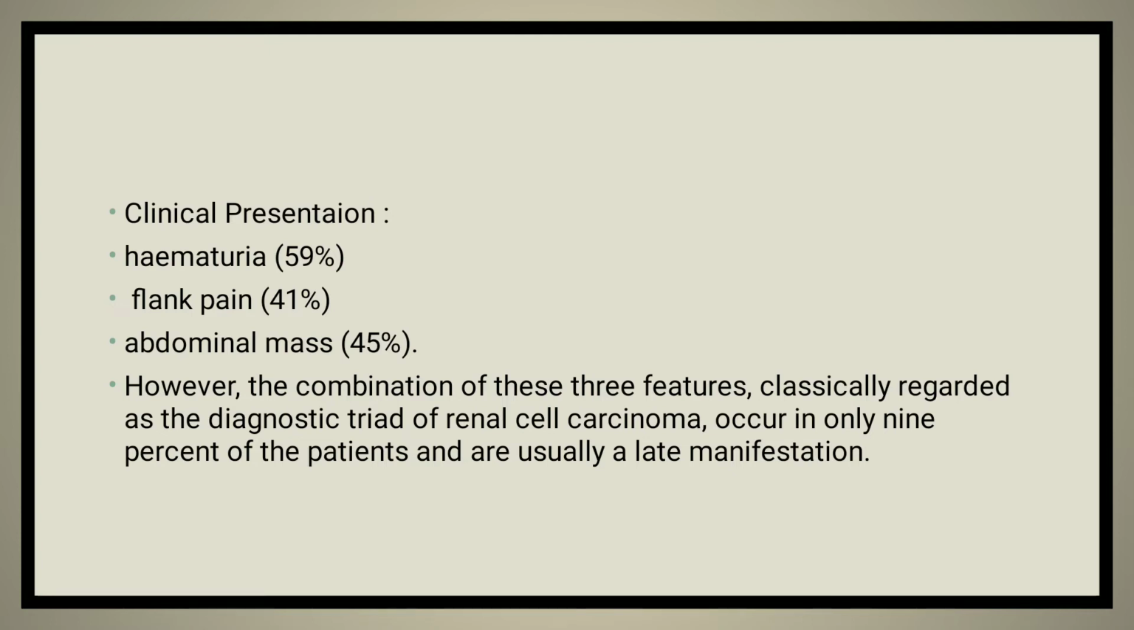Clinical presentations are like hematuria, flank pain, abdominal mass. The combination of these three features is a classical diagnostic triad for renal cell carcinoma, which occurs only in 9% of the patients.